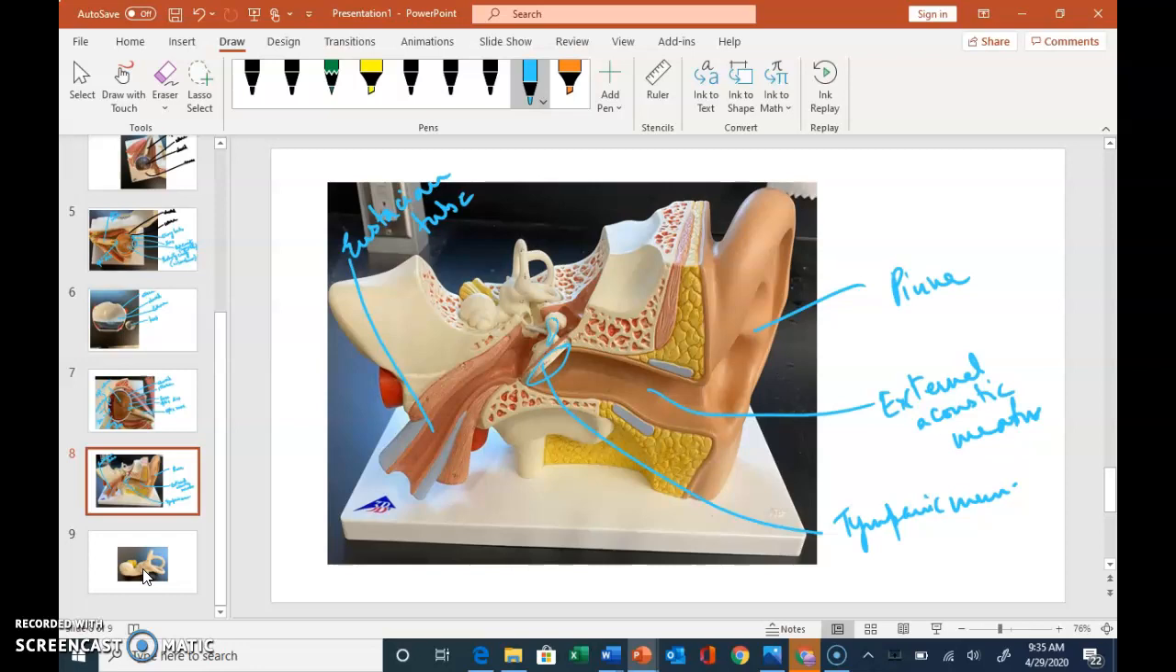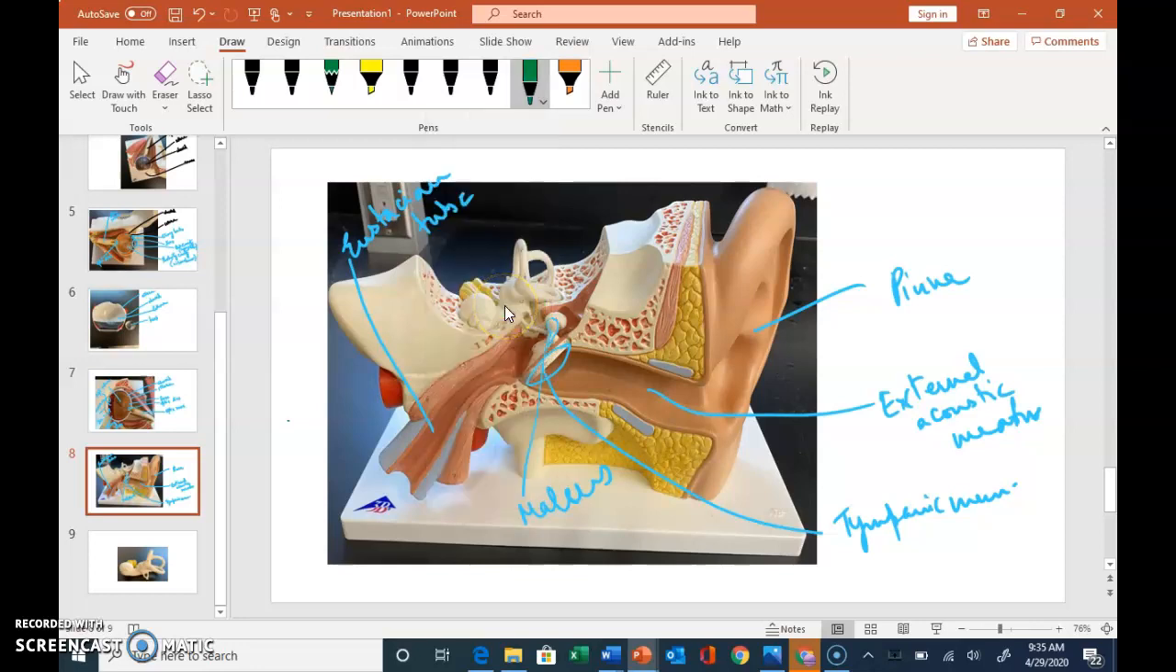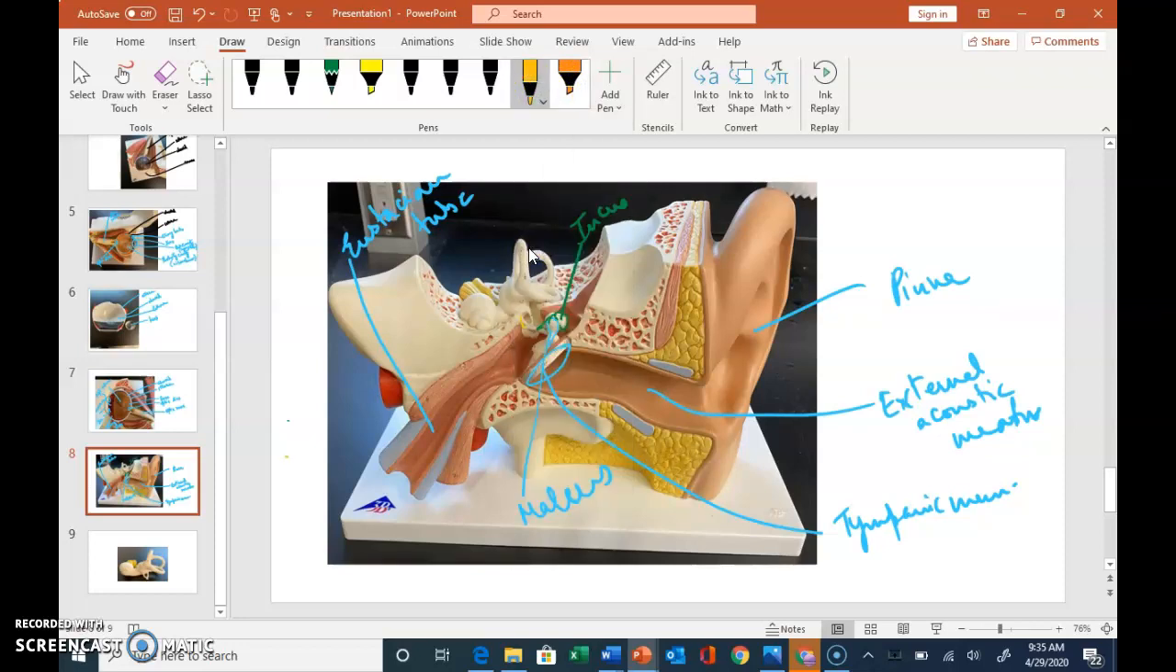Let's try this one right here. This bone is called malleus. I'll use different colors. Do you see this bone here that I'm drawing in green? This is the incus. And then there is another bone right here. Do you see this bone? This is the stapes. So we have malleus, incus, and stapes here.